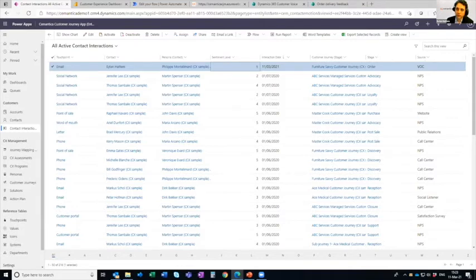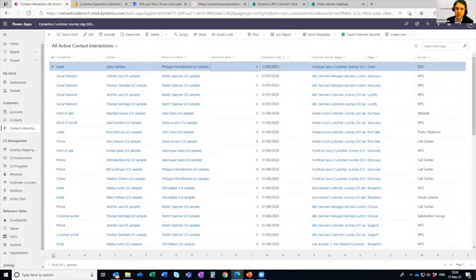I also have on the right side the source of information. I decided that this is a VOC source of information. In the same manner, I could have connected other sources of information like NPS survey, web contact request, call center satisfaction, indications, social networks, many other channels. This is an example of just one of them.